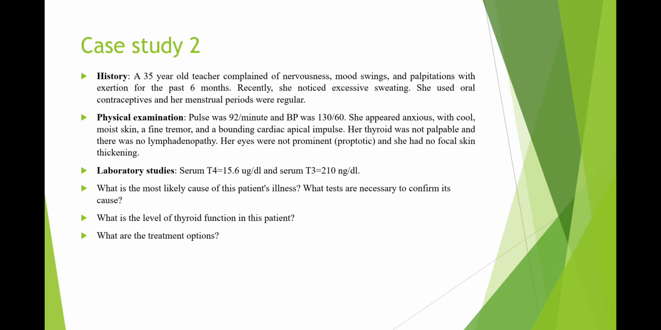Physical examination shows pulse of 92 per minute and blood pressure was 130 by 60 mmHg. She appeared anxious with cool, moist skin, fine tremor, and a bounding cardiac apical impulse. Her thyroid was not palpable and there was no lymphadenopathy. Her eyes were not prominent and she had no focal skin thickening. Laboratory studies revealed serum T4 of 15.6 microgram per dl and serum T3 210 nanogram per dl.